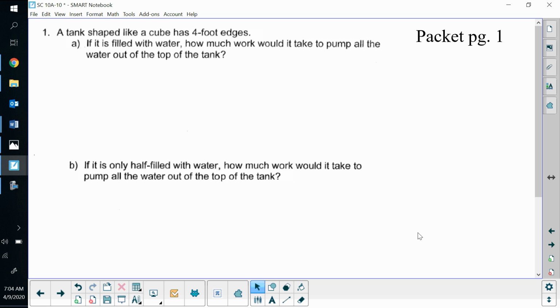All right, this is on page 1 in the packet if you decided to print it out. If not, you can just follow along here. So we've got a tank that's a cube. It's got 4-foot edges, and it's filled with water. We want to know how much work it would take to pump all the water out the top of the tank.